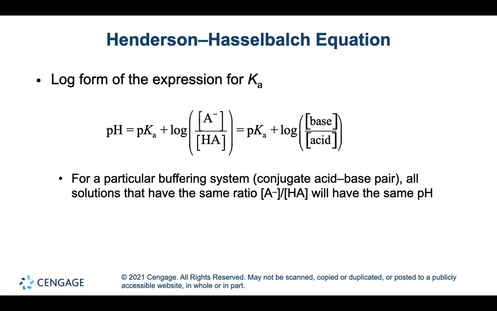You can work out buffer problems by setting up an ICE table. We know those can be a bit cumbersome though. One nice thing about the way the ICE table always works out is that you can simplify the results of the ICE table down to this equation called the Henderson-Hasselbalch equation.